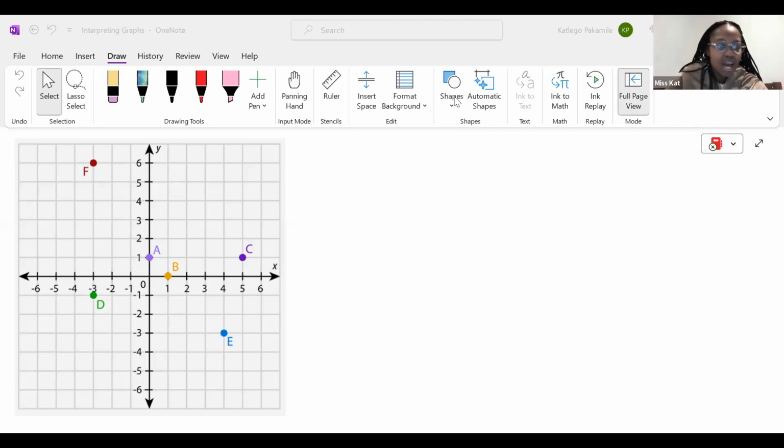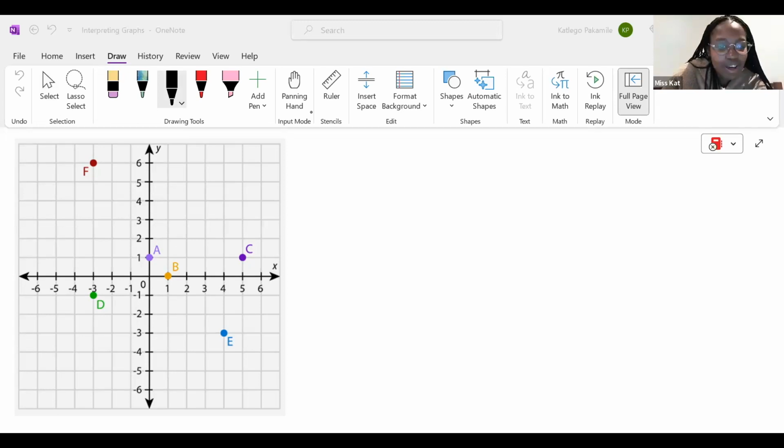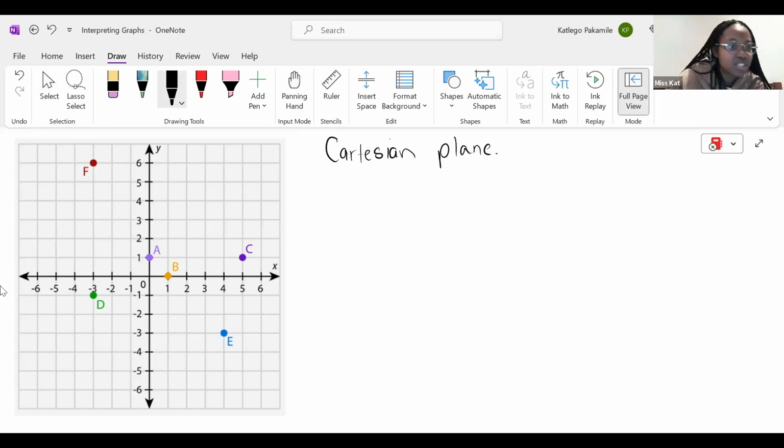And then what do we call these dots over here? What do we call the dots that are contained on the Cartesian plane? They're not dots. I promise you it's not a trick. So this is a Cartesian plane. Coordinates.